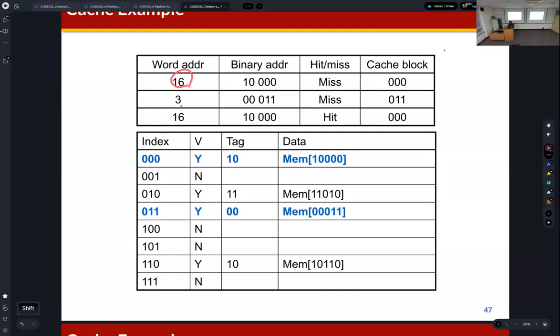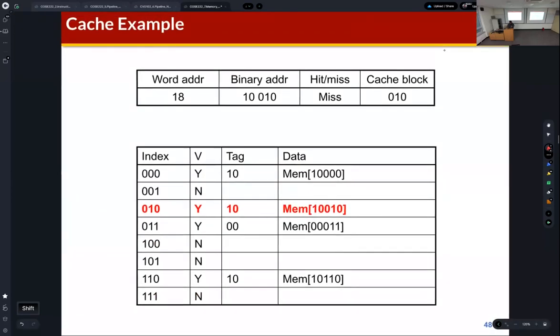16 is 010000. So as you can see, this is a hit. Okay, so all the sequence is like this: miss, hit, and so on. You can check by yourself. Then there is the replace case.